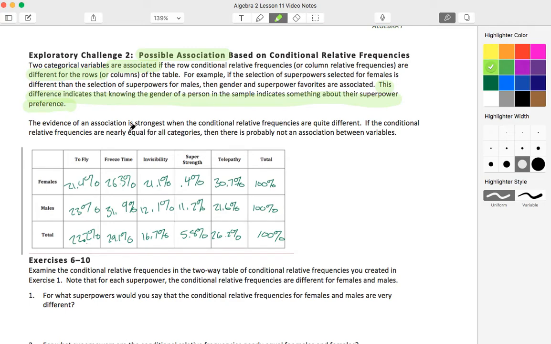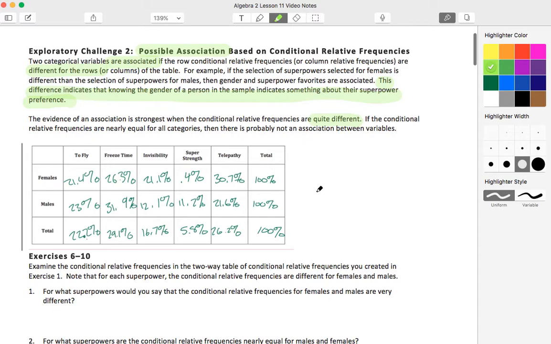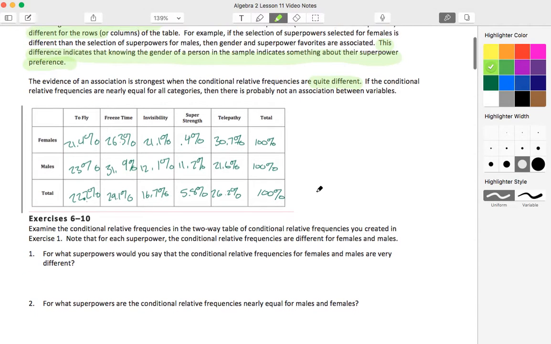The evidence of an association is strongest when the conditional relative frequencies are quite different. This is why statistics is weird and wonderful, because it says something like quite different. If the conditional relative frequencies are nearly equal for all categories, then there's probably not an association between variables.